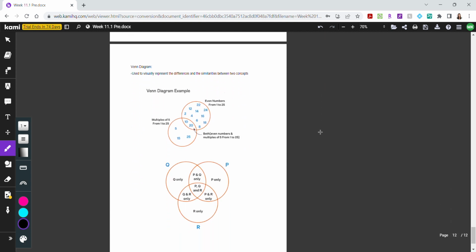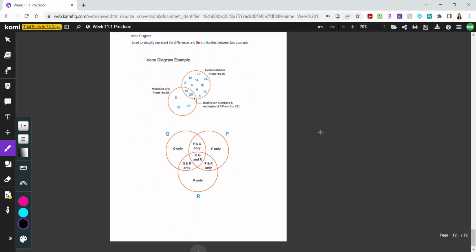Really, really handy, especially because sometimes a lot of algebra questions might come out from Venn diagrams, so you do need to know what it looks like, all right? So a Venn diagram is used to visually represent the differences and similarities between two concepts. So the part that overlaps is going to be the similarity, and the parts that don't overlap are going to be the differences.